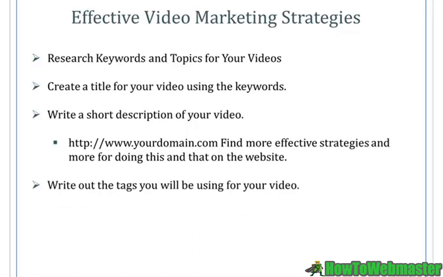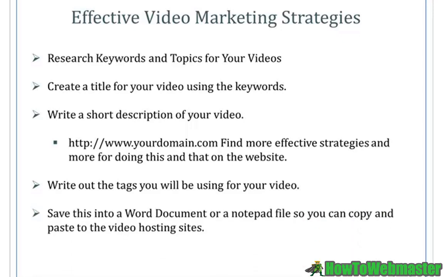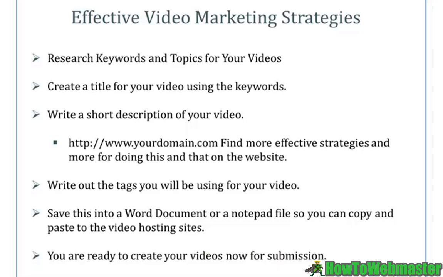Write out the tags that you will be using for your videos. When you're submitting them, you will find where you're going to be submitting the tags. Save this into a Word document or a notepad file so you can copy and paste in the video hosting site. When you're putting this all together, pull up a notepad and just start putting your keywords, your titles, so that when you've got your video uploading, you can just go through and copy and paste this information into the video submission spots. You're ready to create your video now for submission. So once you have all of this, you're ready to start creating your videos to submit.